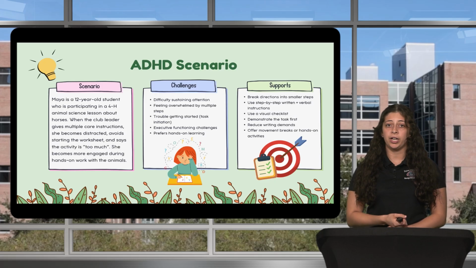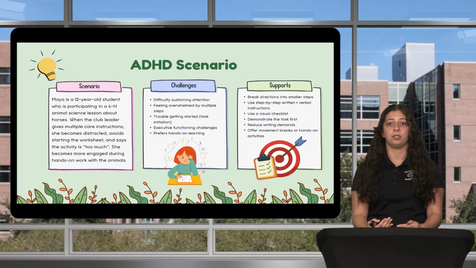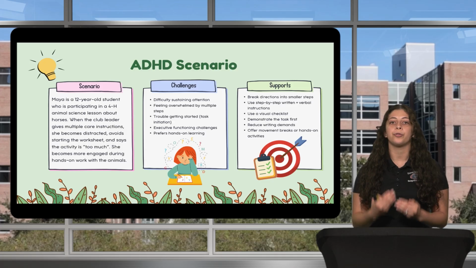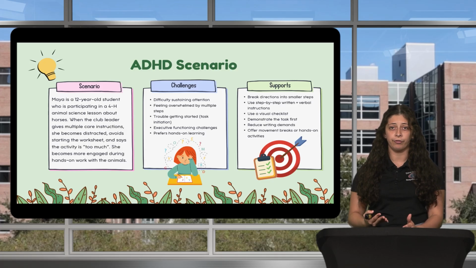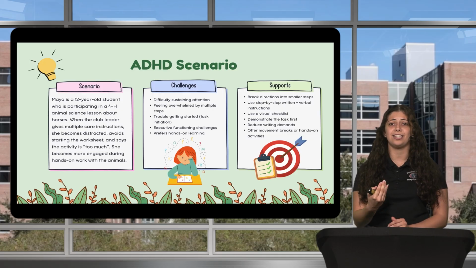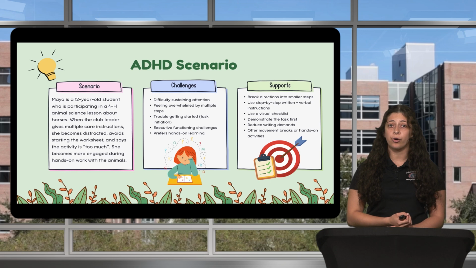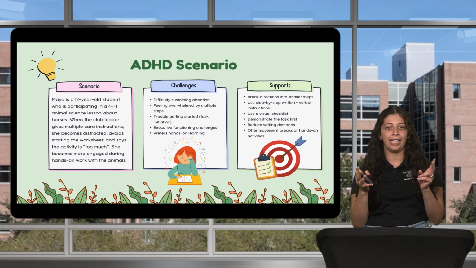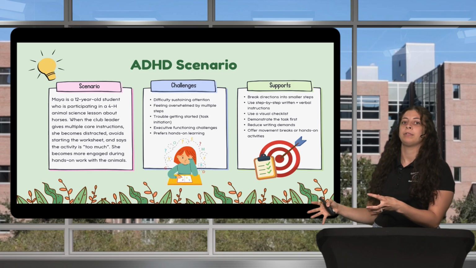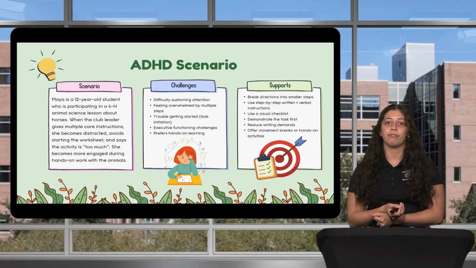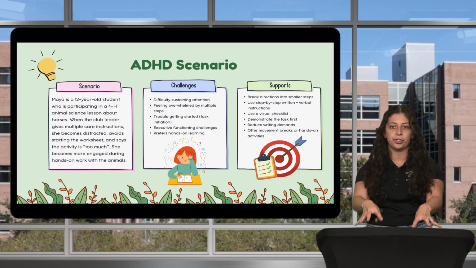Support that could help is breaking directions into smaller steps, which supports working memory and executive functioning, providing both verbal and written step-by-step instructions to decrease mental effort. Visual checklists can support organization and task initiation, while demonstrating the task first can increase understanding and engagement. Having organized materials or a designated drop zone can help with organization, and offering movement breaks or hands-on opportunities can improve engagement and regulation.